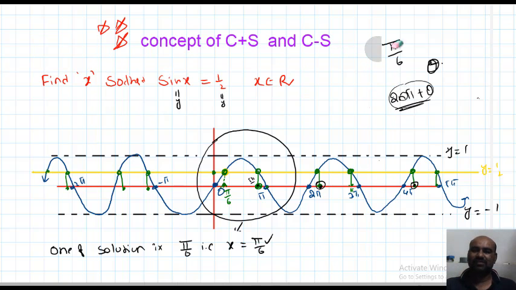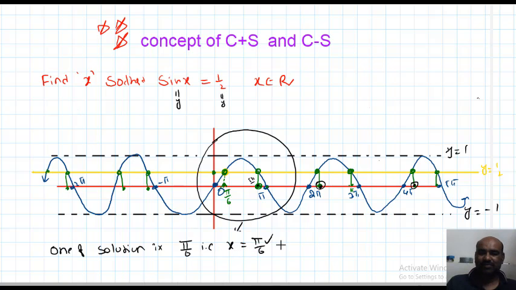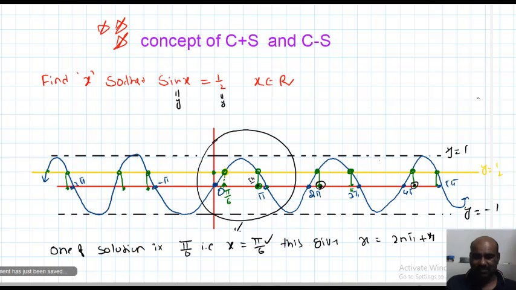This is one thing. Okay, I want to write: this gives x equal to 2n pi plus pi by 6, where n belongs to Z.